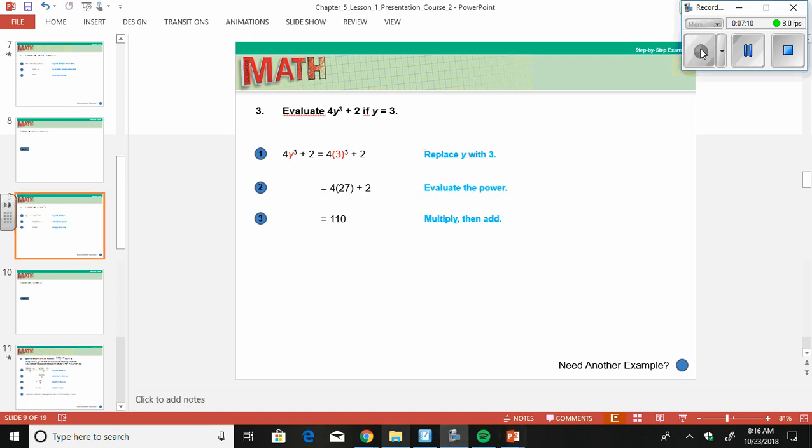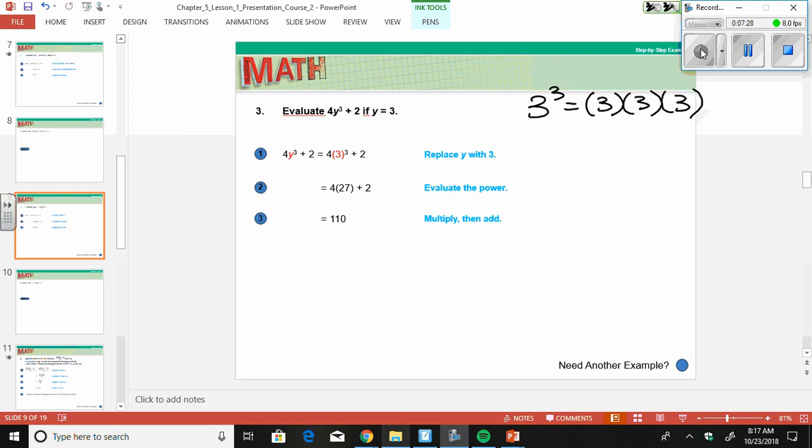Evaluate 4y cubed plus 2 if y equals 3. So the first thing that we have to do is plug in the 3. But you notice we have that cube, so we have to go back to what does cubing something mean. It means that we are multiplying the base times itself 3 times. So 3 times 3 times 3 is 27.